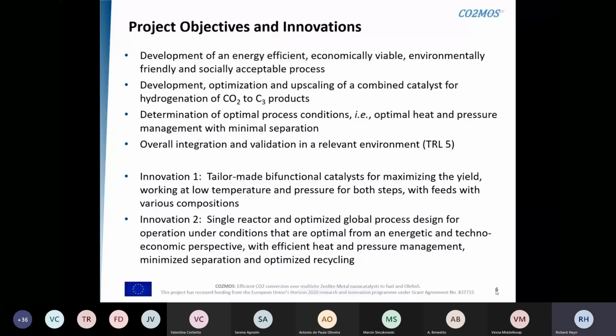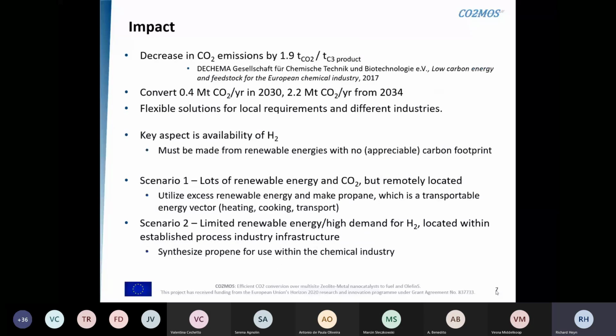The impact of this is very important with respect to the defossilization of the chemical sector. According to DECHEMA's landmark study in 2017, if you are able to do this chemistry from CO2 and hydrogen through methanol to propene, then the decrease in your CO2 emissions is estimated to be around 2 tons of CO2 for every ton of C3 product. And our industrial partners expect that we'll be able to convert 0.4 megatons of CO2 by 2030 and 2.2 megatons of CO2 by 2034.